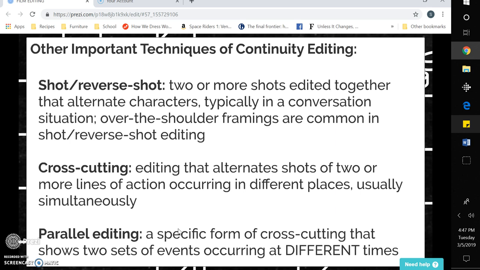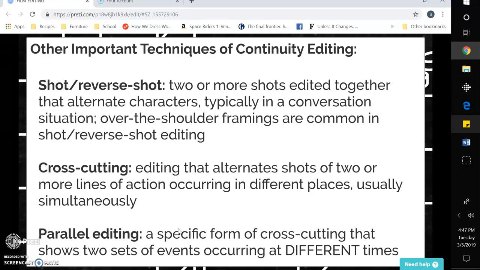Now, cross-cutting is a form of editing that alternates shots of two or more lines of action occurring in different places but simultaneously. The most common use of this, and the first real use of this in cinema, is the rescue scene. This is where the damsel in distress is being tied up to the train tracks by the sort of nefarious villain, and the hero is coming to rescue her. And you cross-cut between the damsel in distress and the hero.